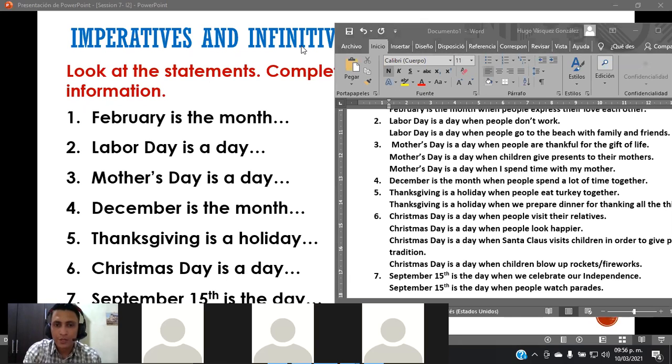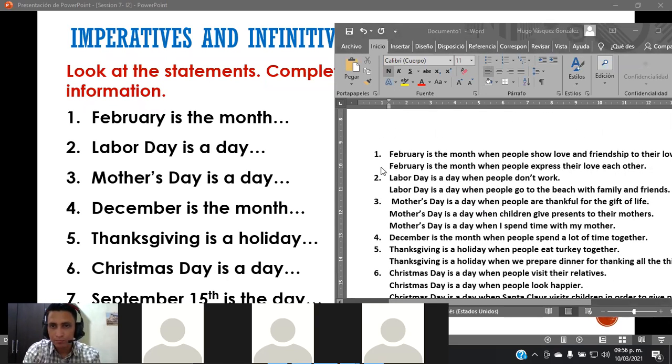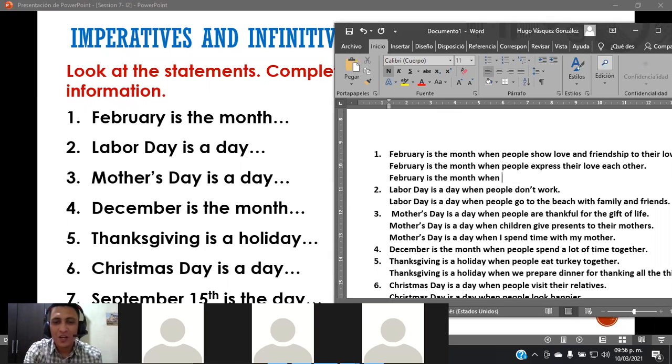Okay, come on. February is the month when I buy more chocolate. More chocolate, okay. When you buy, you eat a lot of chocolate. When I buy a need, yeah, exactly. A need for chocolate. Okay, very nice.